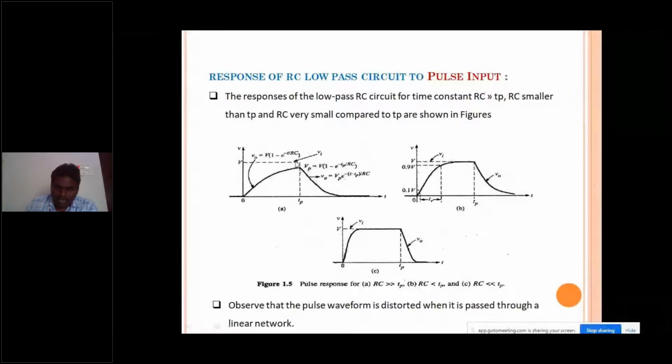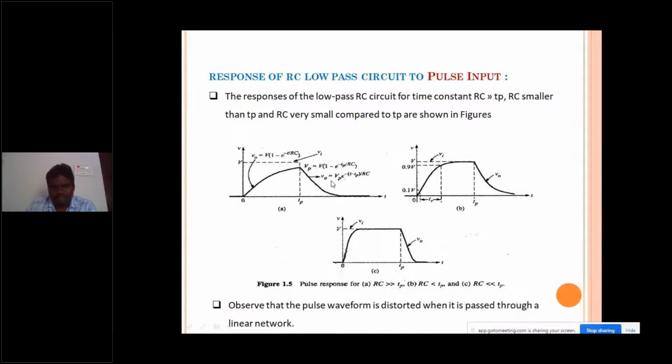So for the time t less than tp, the input seems to be like a step input. So the output response to the step input is an exponential curve, exponential up to this point. Now at time t equal to tp, the input suddenly falls to 0. Then it seems to be like a delayed negative step input. For that negative step input, the output is falling here like this. So this is also an exponential waveform, but the input is a negative step input, so it is exponentially decreasing like this.